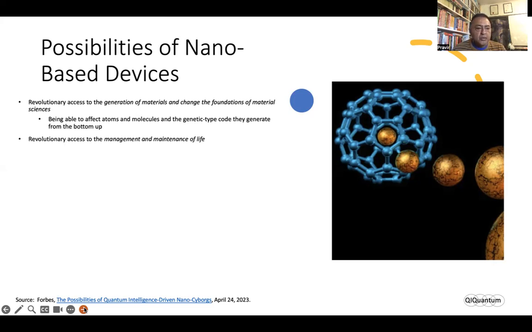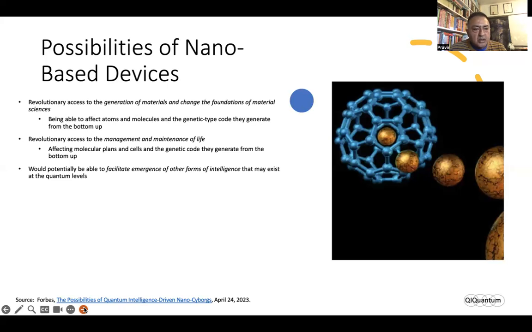Similarly, this would also provide revolutionary access to the management and maintenance of life. And again, this is due to affecting molecular plans in cells and the genetic code they generate from the bottom up, as opposed to intervening from the top down or, say, medically diagnosing from the top down based on instrumentation and models that we have. This would be management and maintenance from the bottom up.